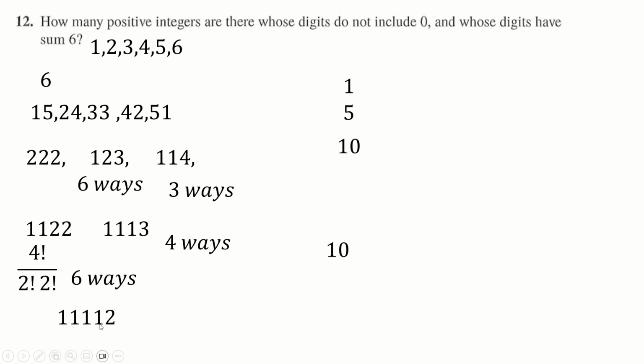5-digit numbers, getting very restricted now. There are 5 ways of doing that. Just move the 2 around. And 6-digit numbers, there is only this one.